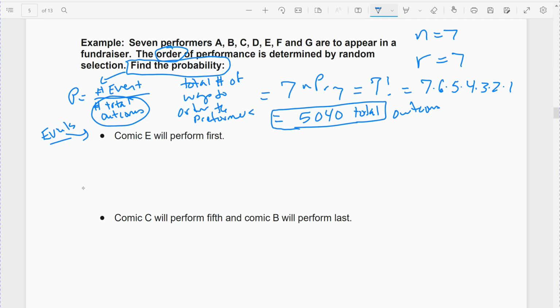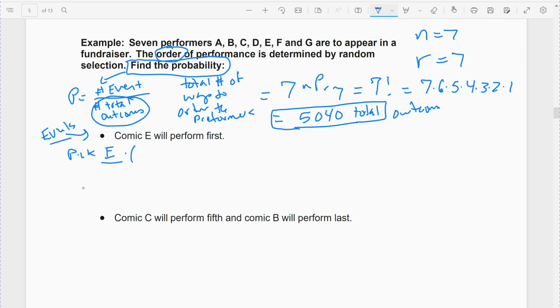All right, so the first one we're looking for is the event that the comic, the performer E, will be first. So that's the event that performer E is first. How many ways out of my 5,040 is performer E first? All right, so that's what we always start off with, what we're given. We pick E.